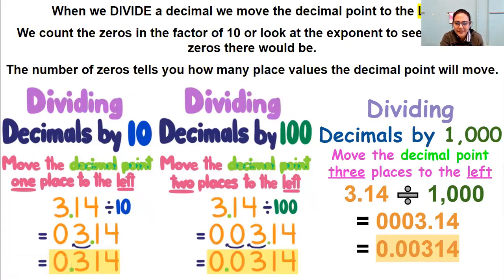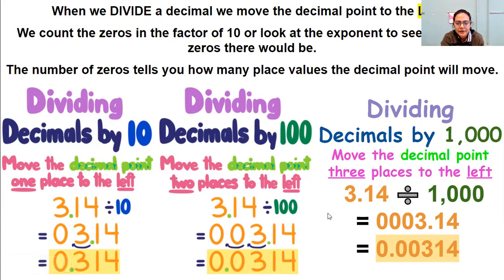Questions? This is all going to make sense very soon. And what this is saying here is that when we divide decimals by 10, the decimal point moves to the left.